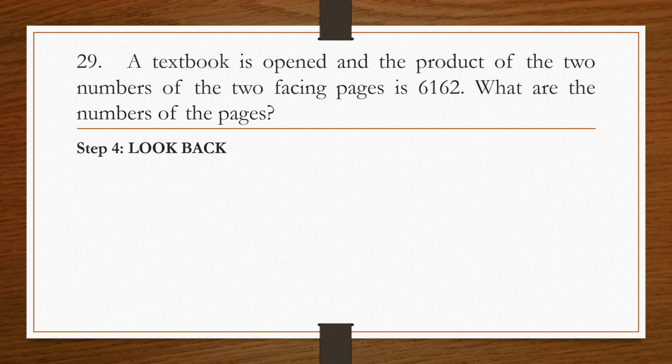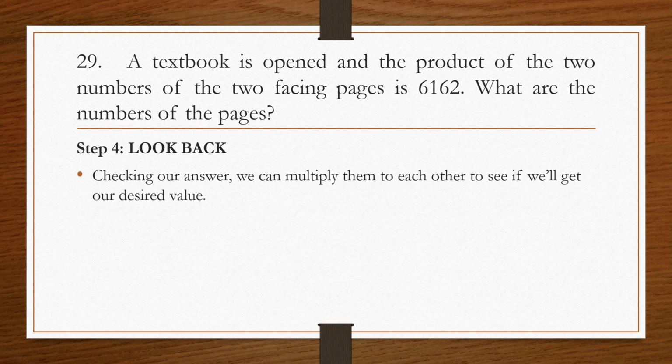So, step 4, look back. Checking our answer, we can multiply them to each other to see if we'll get our desired value. So 78 times 79 would equate to 6,162. And 6,162 is equal to 6,162.